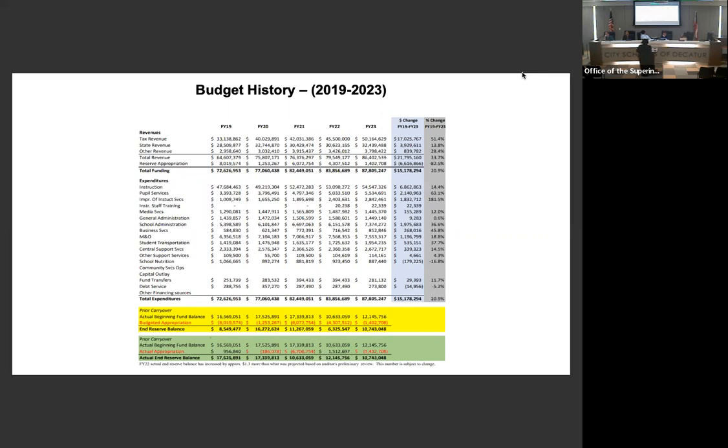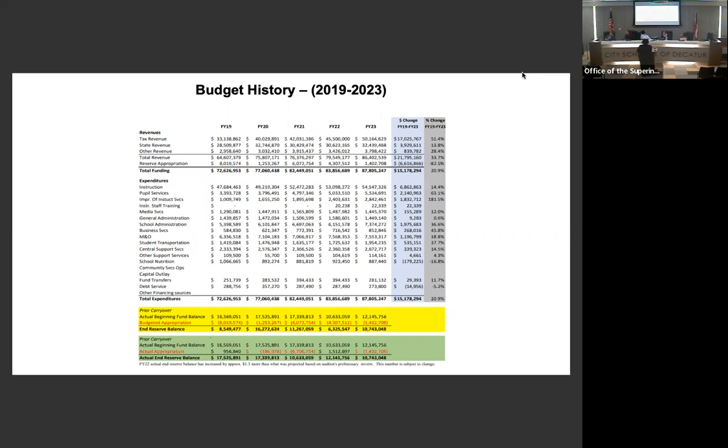In the current fiscal year 23 budget, the projected beginning fund balance was increased by approximately $1.3 million from what was initially projected due to the auditor's preliminary review in fiscal year 22 adjusted entries. We are scheduled to have the final audit report this month. During the audit, the beginning fund balance for fiscal year 23 is subject to change. Questions on the budget history?